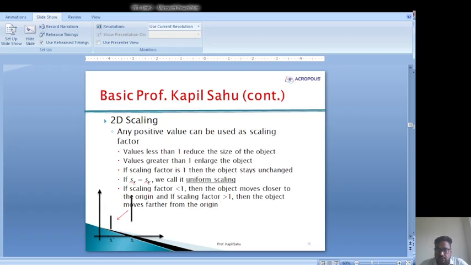So here, if the value of sx and sy is greater than 1, then the size of the object will be increased. If the value of sx and sy is less than 1, then the size of the object will be decreased. If sx and sy both are equal in values, then there will be equal change in both directions. That is called the uniform scaling. So this is the scaling. So I told you about the basic types of the transformations right now.